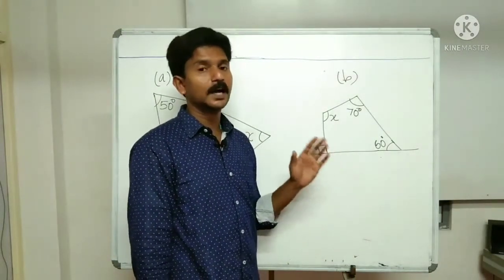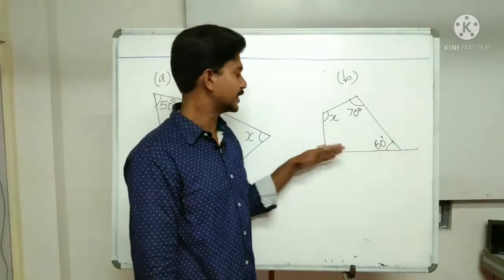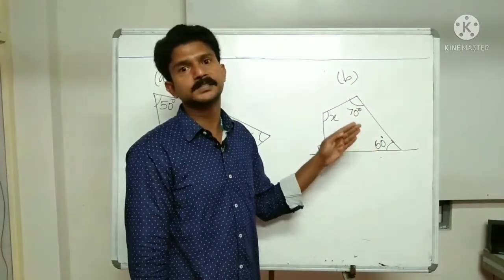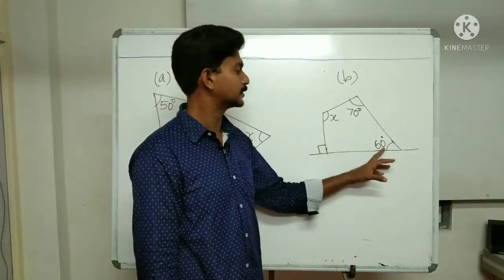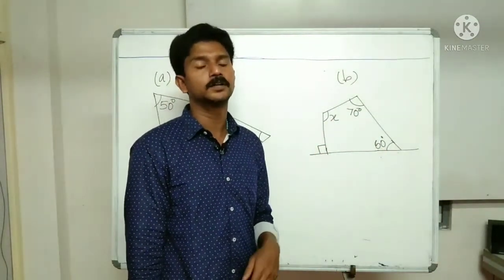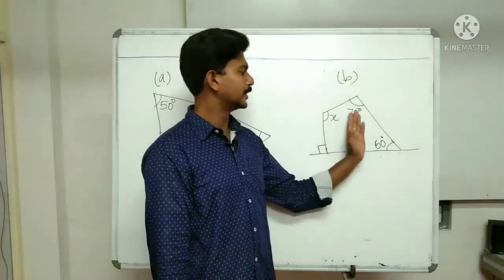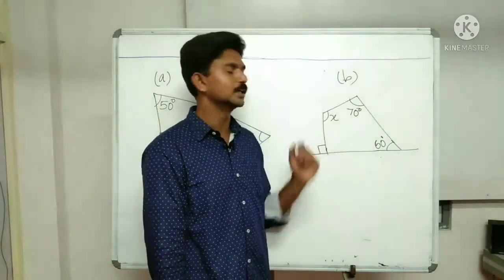We know that angle in a straight line is equal to 180 degrees, right? This is 90, so what is the next one? 180 minus 90, this is also equal to 90. So this angle is 90, this is 60 and 70. The sum of all 4 angles of a quadrilateral is equal to 360 degrees. So when you add these 3 angles and subtract from 360, we get the x value.